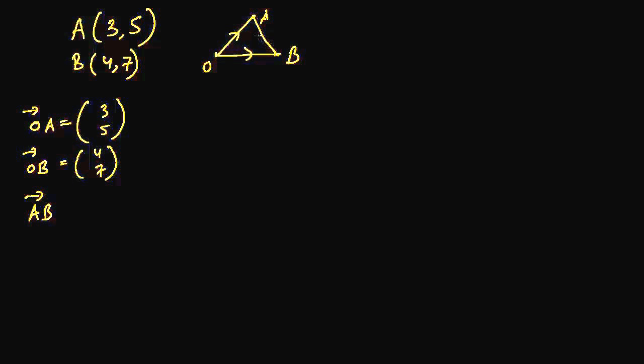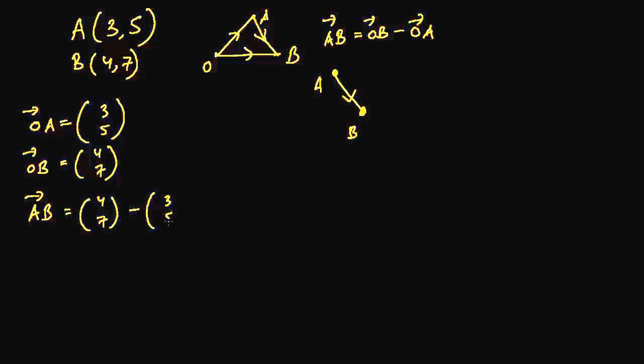So that's that. Now if they ask you to find the vector AB, we can use the triangle rule or we can use the position vector rule. The position vector rule says that one vector is the difference of the final vector and the initial. So if this is AB, this point is known as the terminal point, this is known as the initial point. So the position vector of the terminal point minus the position vector of the initial point. So we're going to do the column vector 4, 7 minus 3, 5, and it turns out to be 4 minus 3 is 1, 7 minus 5 is 2, so that's it.